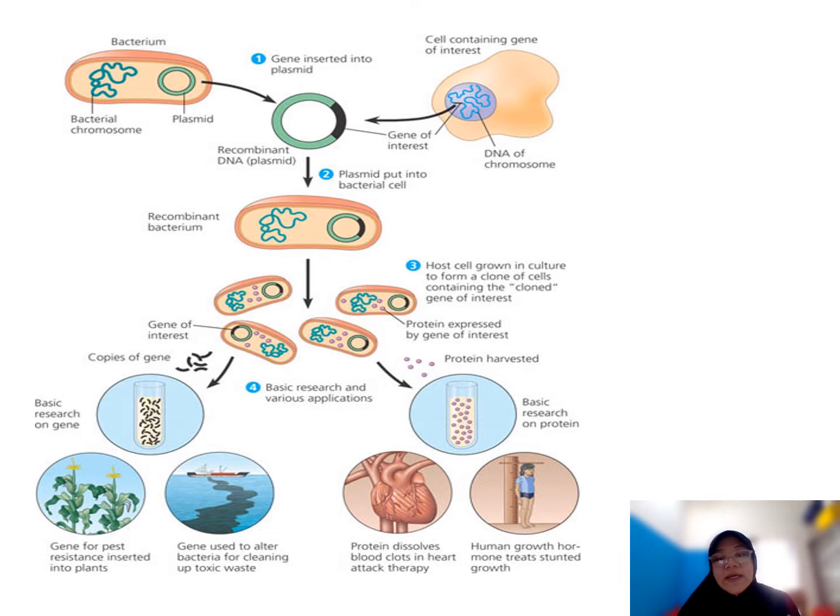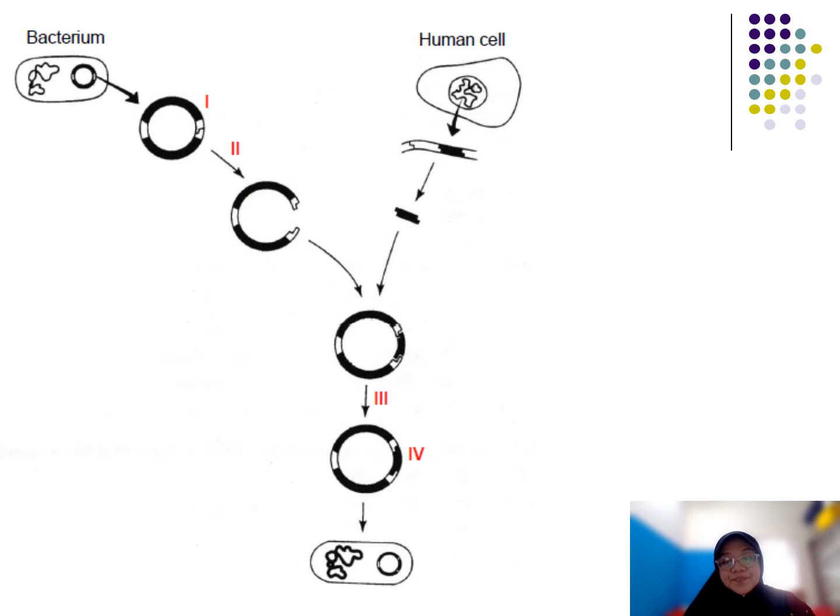So there are two basic importance of the cloning of the recombinant bacteria from the host cell. First, by having the protein expressed by the gene of interest. Second is amplifying the number of the gene of interest that can be used in basic research on genes. So this is a picture of bacteria with the plasmid extracted out.